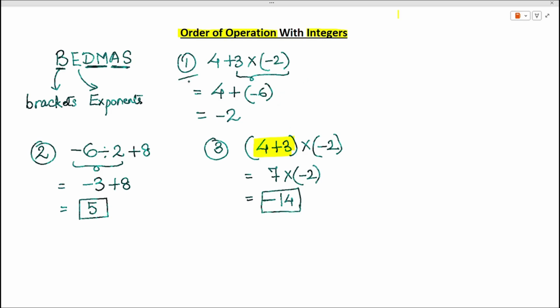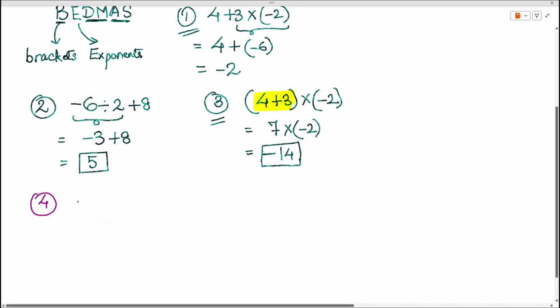These question number 1 and 3 were almost the same, except for the difference that here 4 plus 3 was not in a bracket, so we performed that operation in the last. And here 4 plus 3 is in the bracket, so we performed that operation first.